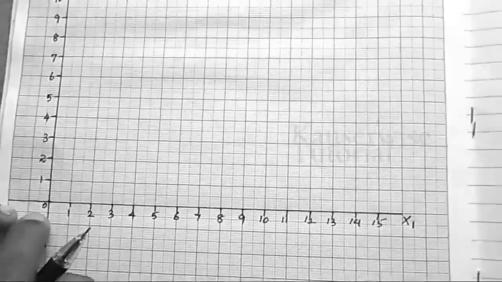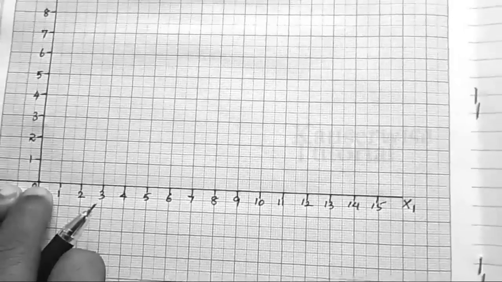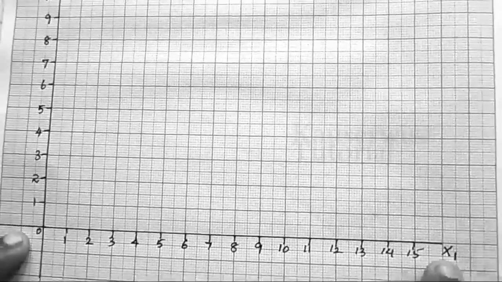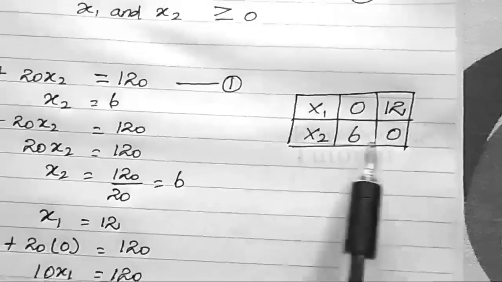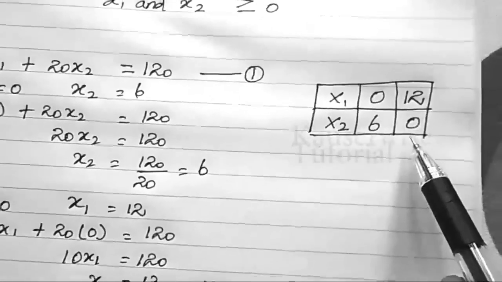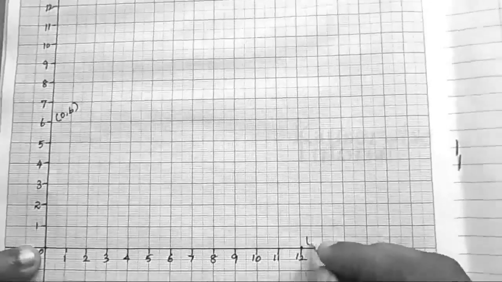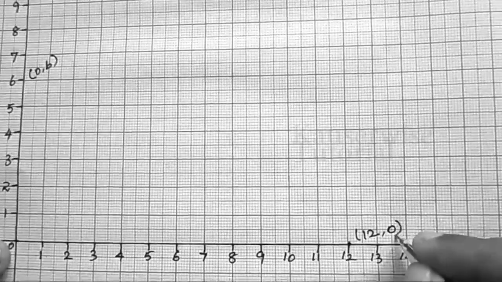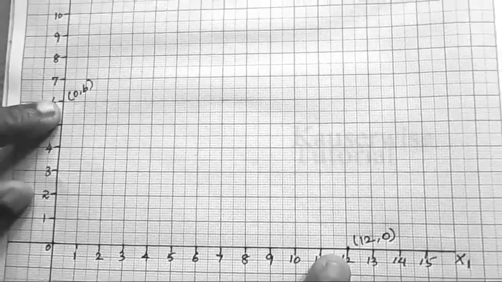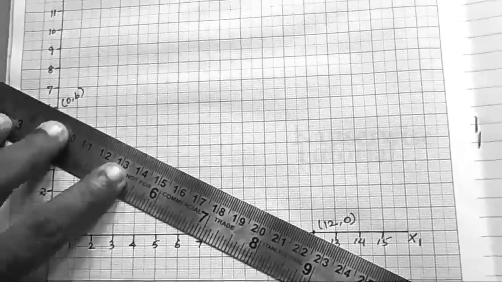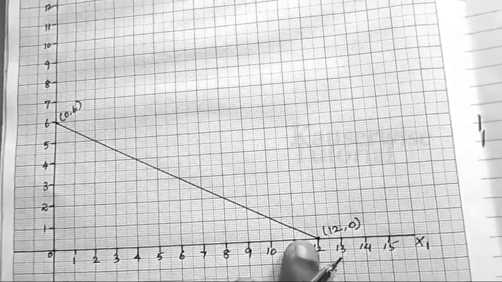So plot the line. First one x1 0, x2 6. Second point x1 12, x2 0. So this is the point. We have got 2 points. Just join the 2 points to make a line. This line represents the first constraint.